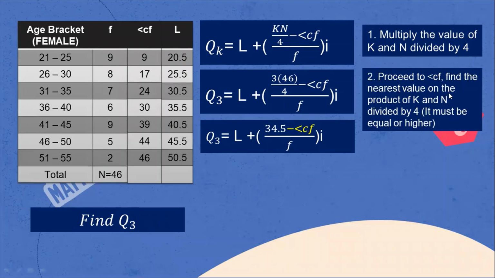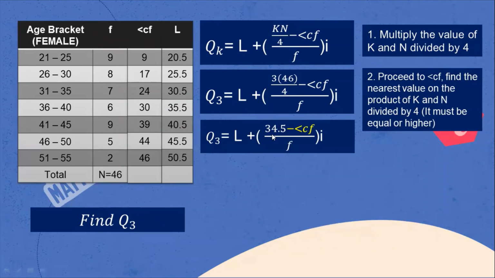Second step, proceed to the less than cumulative frequency. Find the nearest value to the product of k and n divided by 4. It must be equal or higher. We have 34.5. We will be looking for the value of less than cumulative frequency that is nearest to 34.5. It must be higher or equal.